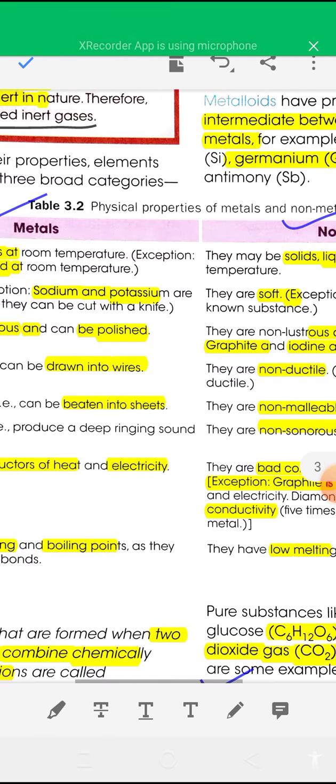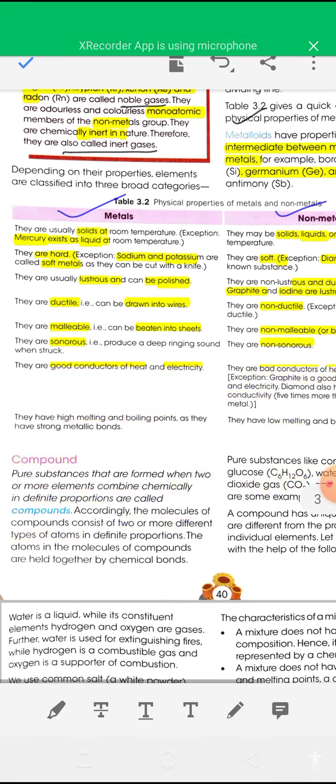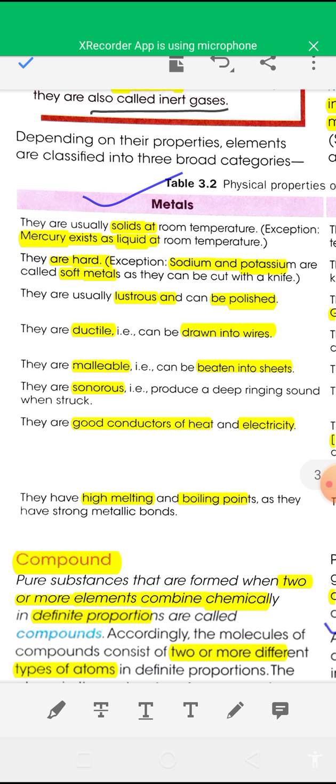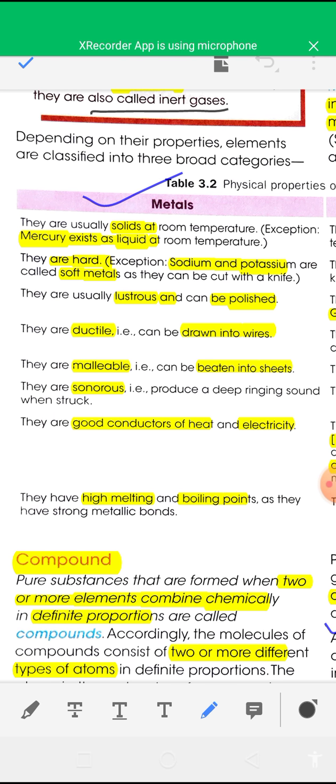Now see the physical properties of metals and non-metals. It is given in tabular form. So first see the physical properties of metals. Metals are usually solids at room temperature. Exception: mercury is a liquid metal at room temperature. So which metal is liquid at room temperature? The answer is mercury. All the other metals are solid at room temperature, and metals are very hard. Exception: sodium and potassium are soft metals.